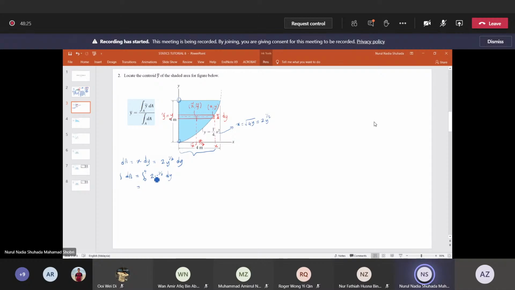If you integrate, first I'm going to take out the 2 because I want to simplify my equation. After we simplify, we integrate this, so it will be y to the power of 3 over 2, because 1 over 2 plus 1, divided by 3 over 2. So you guys can solve this, and you will get 32 over 3.